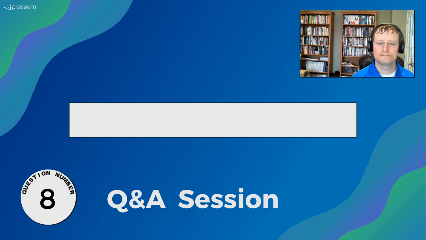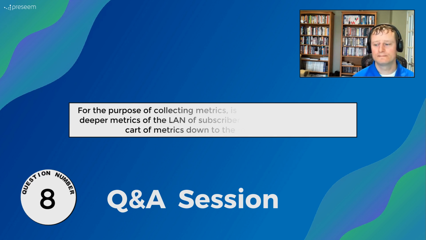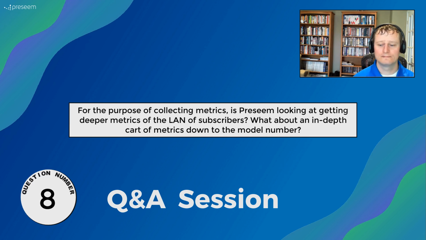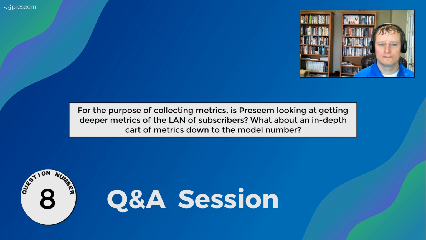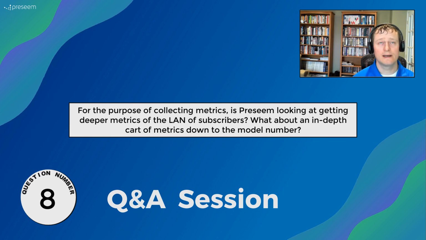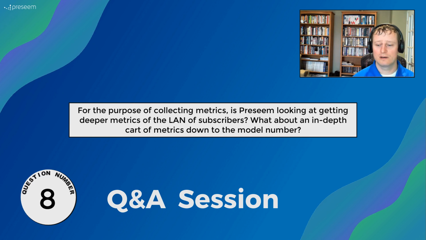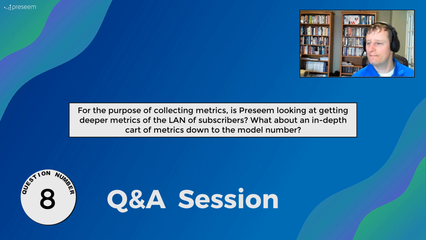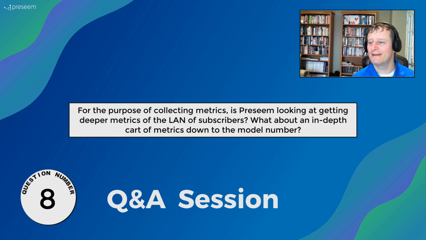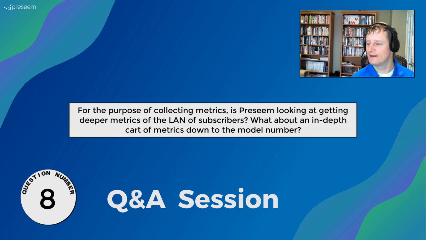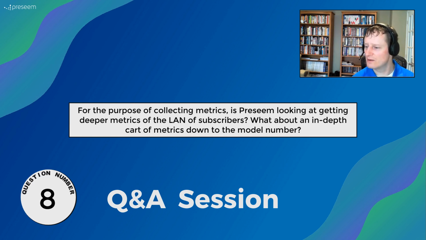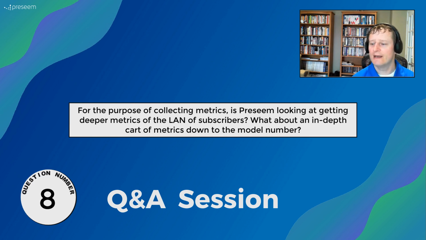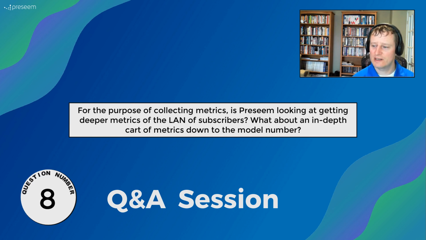Question 8 comes from Daniel. What about an in-depth chart of metrics down to the model number? A chart, like charts? I'm not sure what that means. Daniel explains a bit further. For the purpose of collecting metrics, is Preseem looking at getting deeper metrics such as the LAN of subscribers? Yeah, it would be interesting.